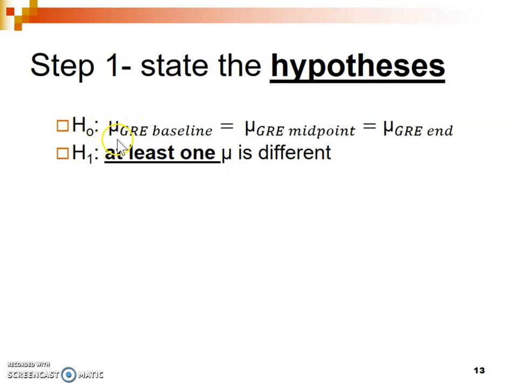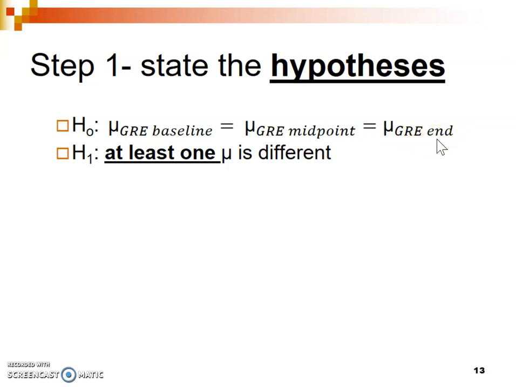If we were to hypothetically give the GRE to every single person in the population, let's say all students who are going to take the GRE, their mean at the baseline would be equal to their mean after getting halfway through this prep class. Again, we're hypothesizing about the population level. If hypothetically we were to give every single student this prep class, and midway through the prep class we were to measure their GRE score, it would be equal to what it was at the baseline. And then also it would be equal to what their average GRE score would be after taking the class.